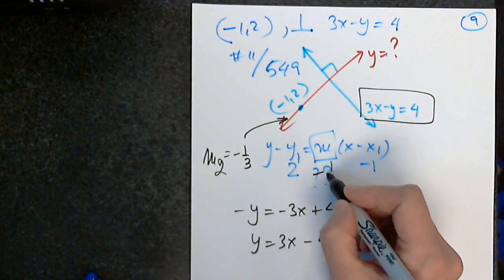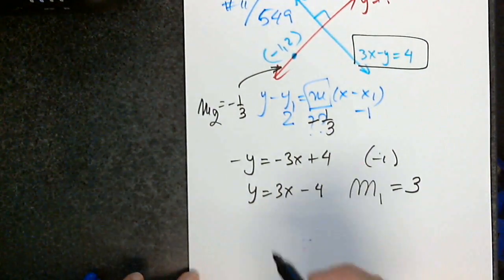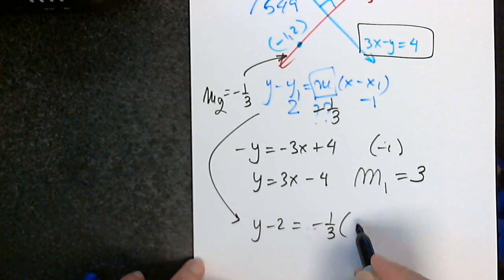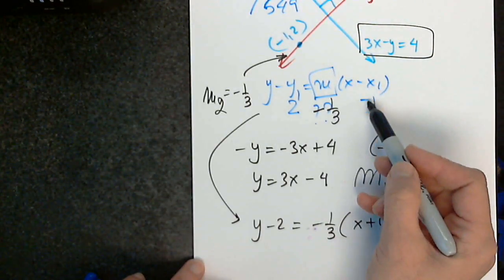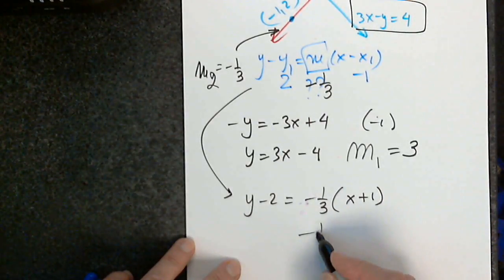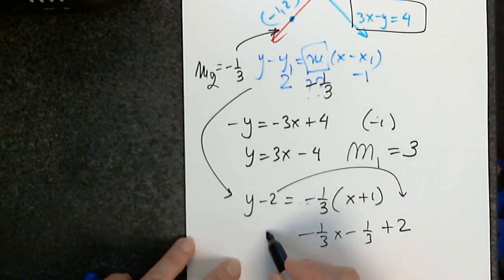So now I have everything I need. I have the point, I have the slope, so now I can find the equation. So from here I continue with y - 2 = -1/3 (x - -1). I distribute -1/3, and of course I have to bring a 2 to the other side.